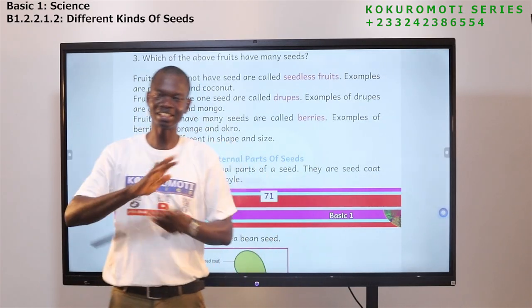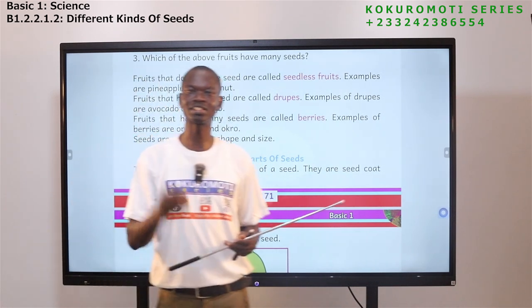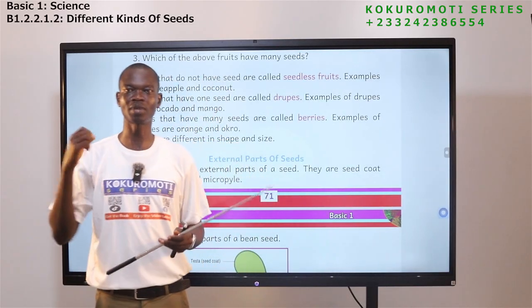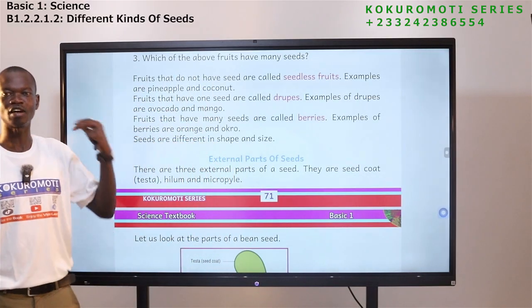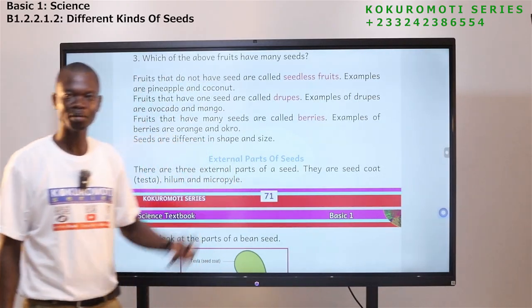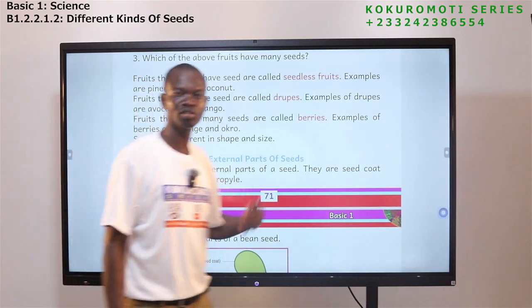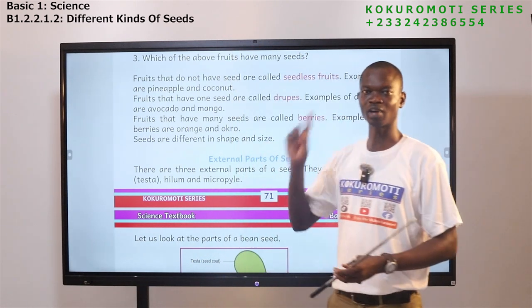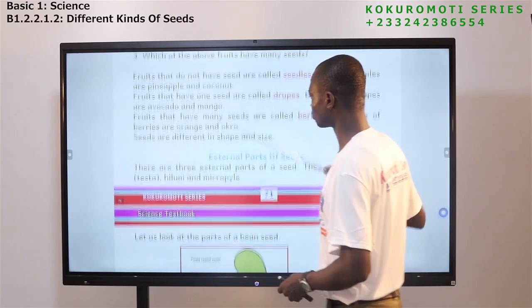We have seen that some fruits do not have seed at all. So we call them seedless. Some fruits also have only one seed. So those are called drupes. And we've said that avocado and mango are examples of drupes. And then we have also seen that some fruits have more than one. They have two or more seeds. And examples are okra, orange, tomato, you can name them. So we have seen different types of fruits. We have seen that some have one seed, some have more than one seed, some do not have seed at all. Okay, so now let's continue.